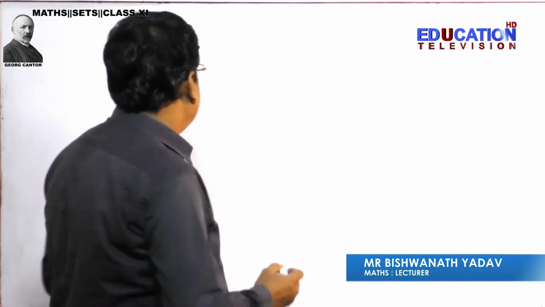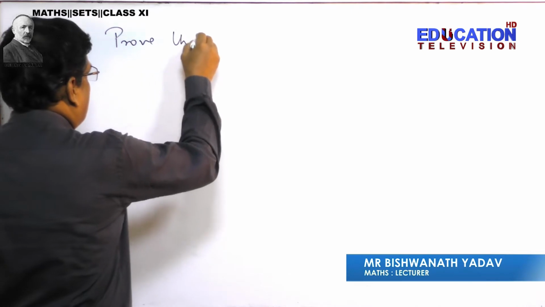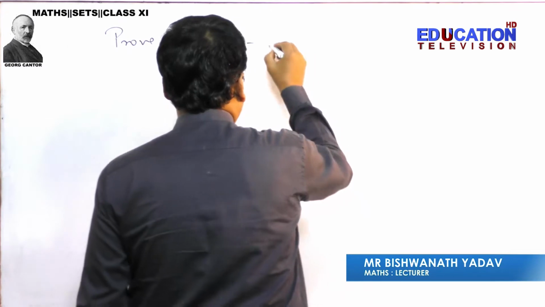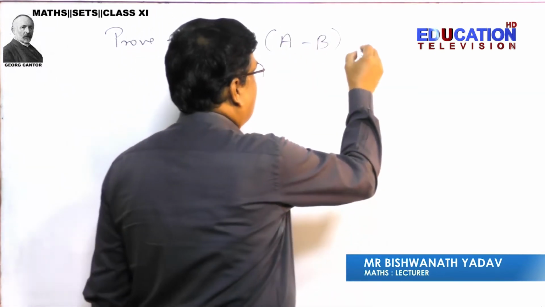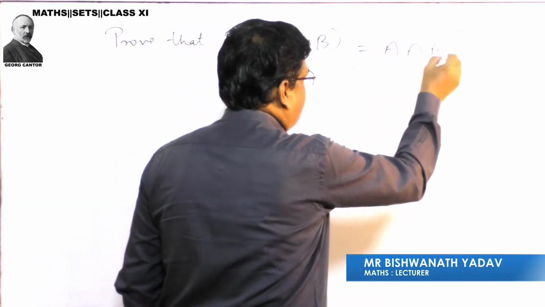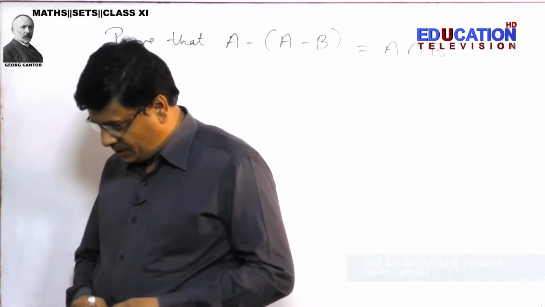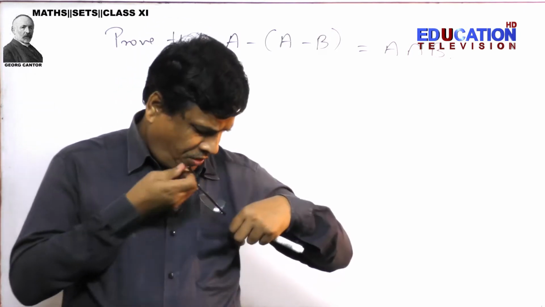And some important relations on algebraic operation. If you have to prove that A minus B is equal to A intersection B complement. So, in proving, in any question, use the set builder form.